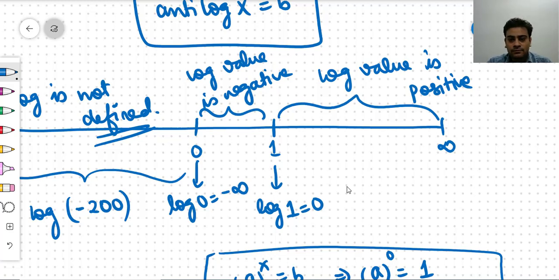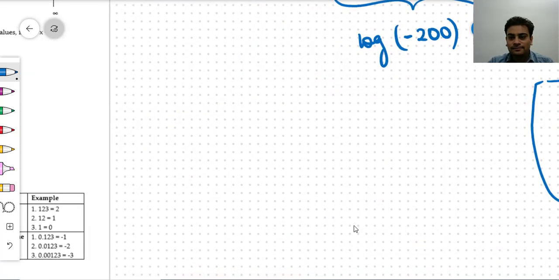Okay. I'm revising one more time. For all numbers greater than 1, your log is positive. For all numbers between 0 and 1, your log is negative. Log 1 is equal to 0 and log 0 is equal to negative infinity. And for numbers less than 0, it means negative, your log is not defined. Clear? So these basics are clear?